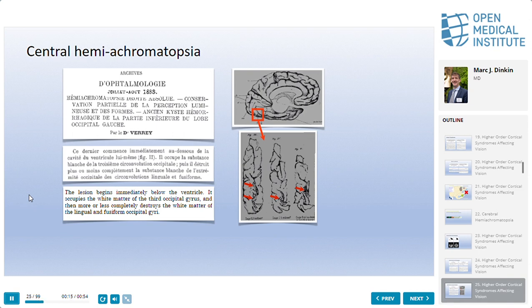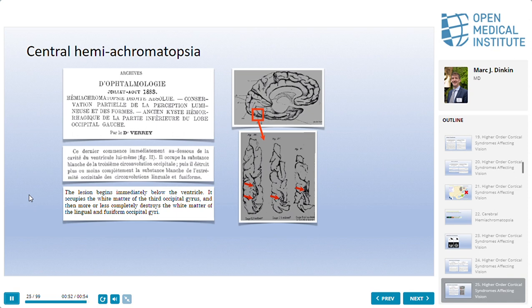And when she did, he found that there was necrosis, this lesion below the ventricle in the third occipital gyrus, what we would call V4 now, more or less destroying the lingual and fusiform gyri, which are around the occipital cortex in visual association areas. And Verrey says the center of color sense appears to be inferior to the occipital cortex, probably in the lingual and fusiform gyri. So he comes up with this idea there's a color area.